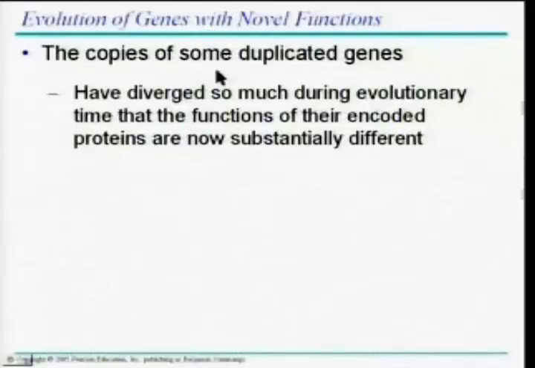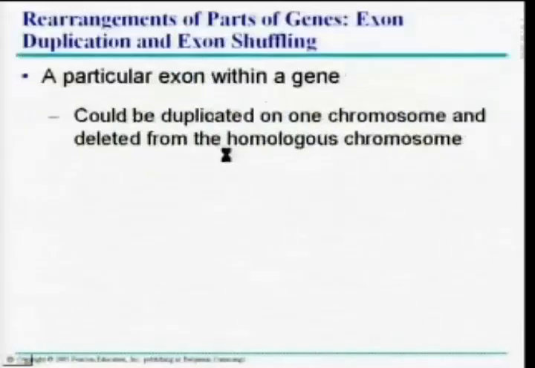So let's wind it up with just a brief comment on the evolution of genes with novel functions. The copies of some duplicated genes have diverged so much during evolutionary time that the functions of their encoded proteins are now substantially different. We saw the alpha-beta globins still contribute to oxygen transport.